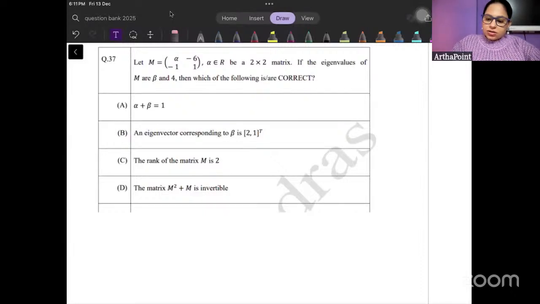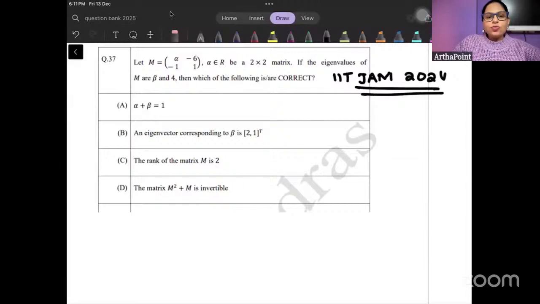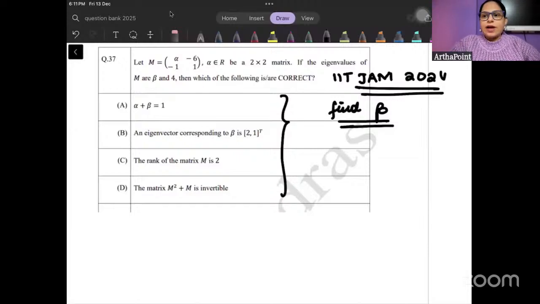Okay. This is an IIT JAM 2024 question. I don't want you to give me the options first, but I want you to find the value of beta first. Take some time, try to find the value of beta and write it in the answer comment section. Okay. Just give it a try.